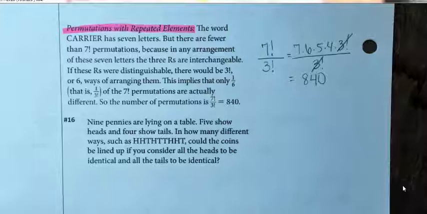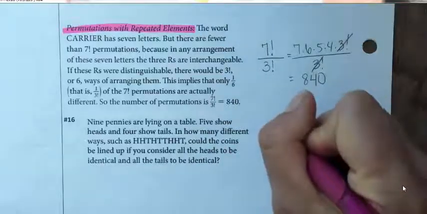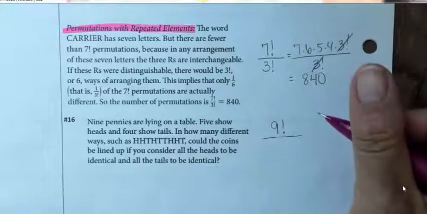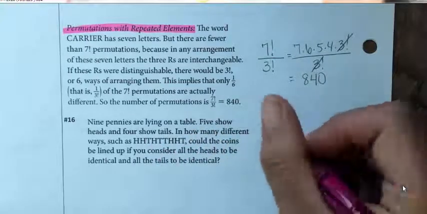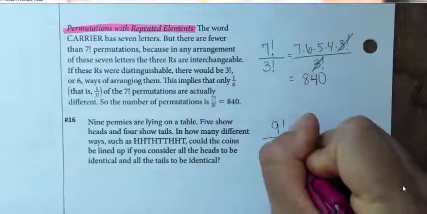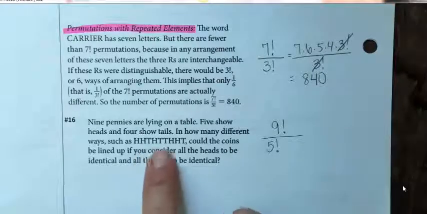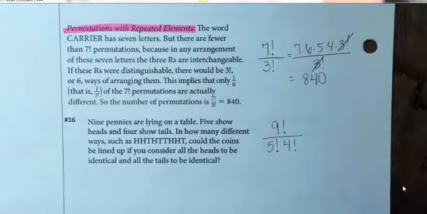Basically, you have 9 pennies total, and you know that 5 of them have heads. So all the different ways of arranging this would be 9 factorial. But the heads are indistinguishable from each other, so we're going to divide out all the repeated elements there. That's 5 of them, 5 factorial. And then the tails are also indistinguishable from each other, and I've got 4 of those, so I'm going to also divide out the 4 factorial.